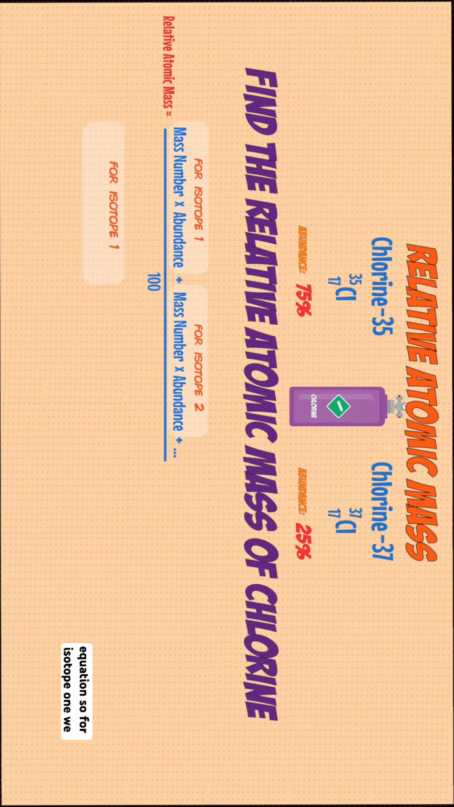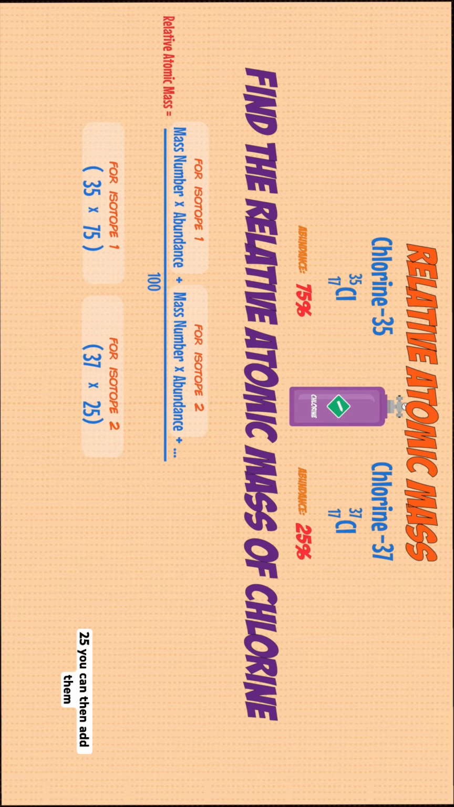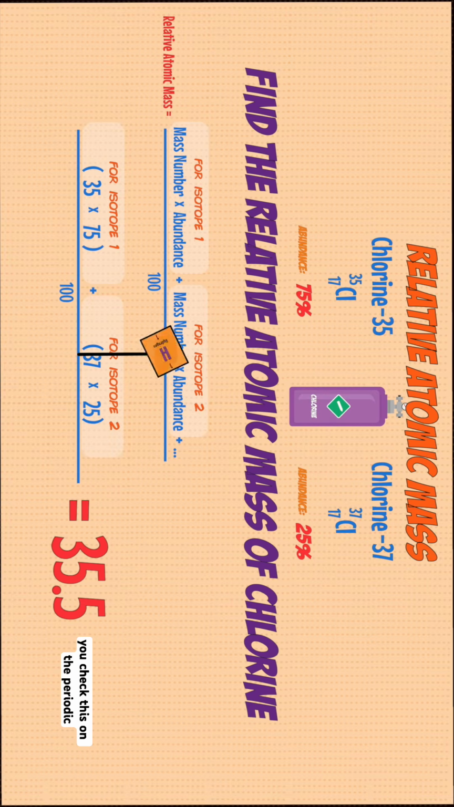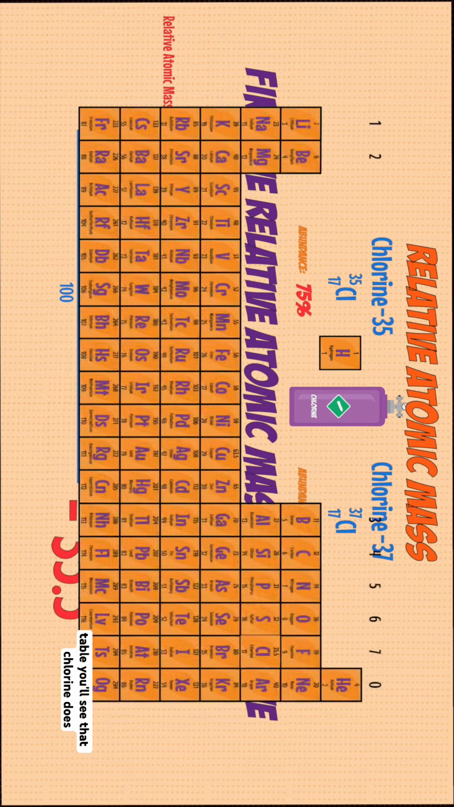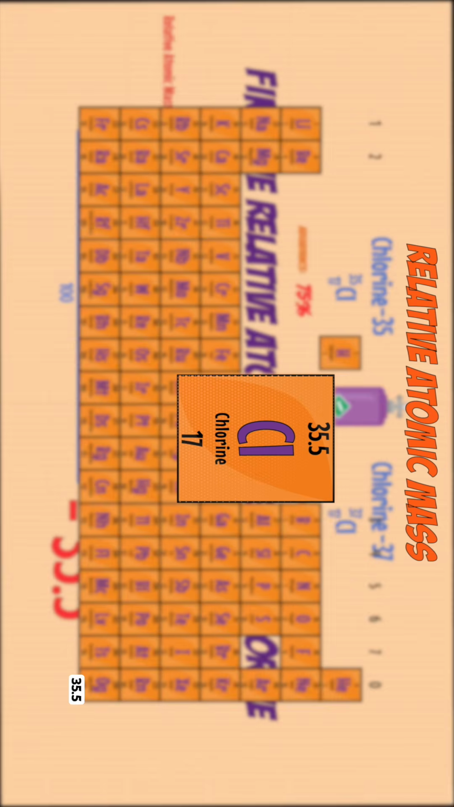So for isotope 1, we can use its mass number, which is 35, and multiply it by the abundance of 75. And for isotope 2, it would be a mass number of 37 multiplied by 25. You can then add them together and divide the whole thing by 100 to give you a final answer of 35.5. And if you check this on the periodic table, you'll see that chlorine does have a relative atomic mass of 35.5.